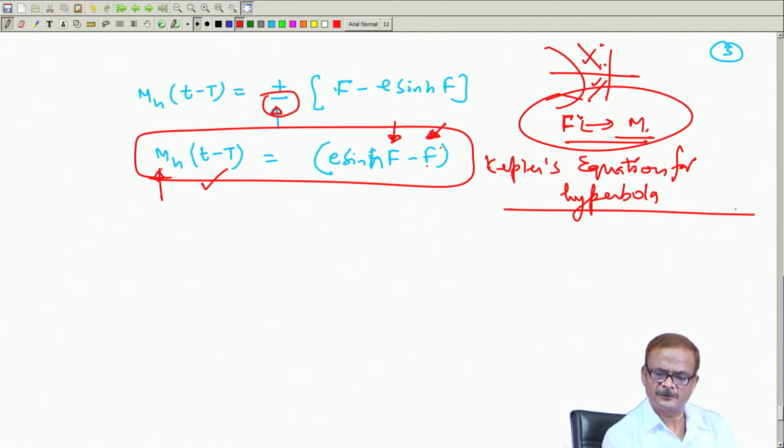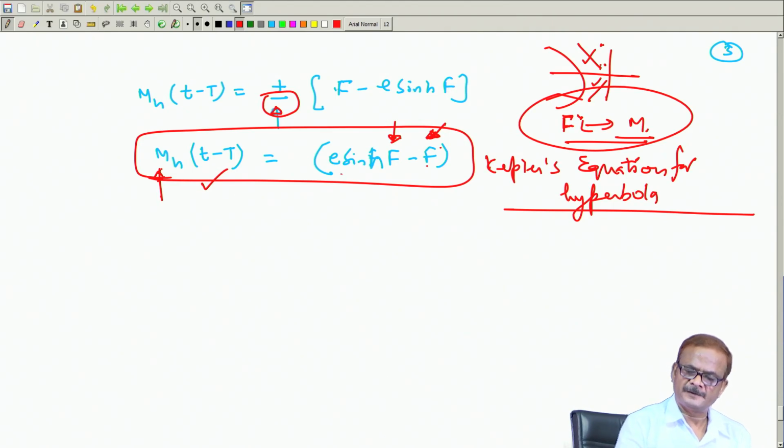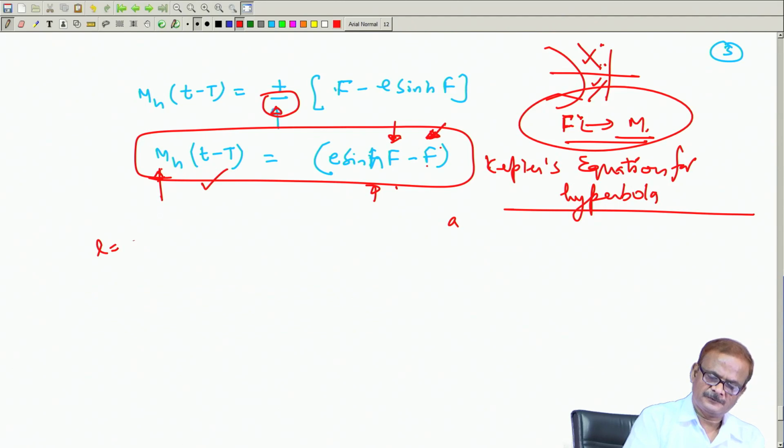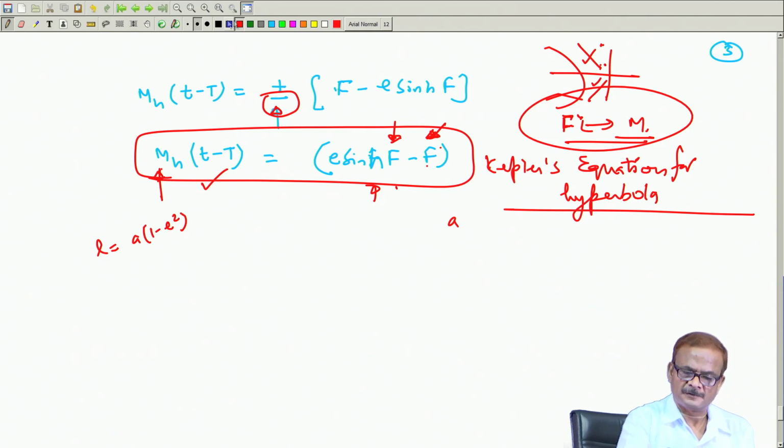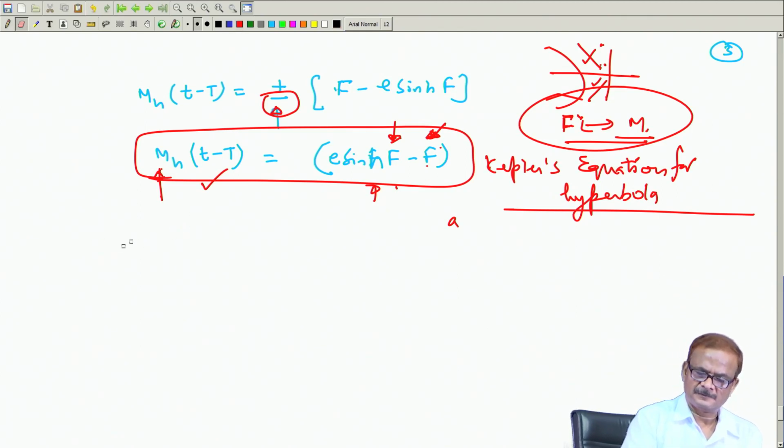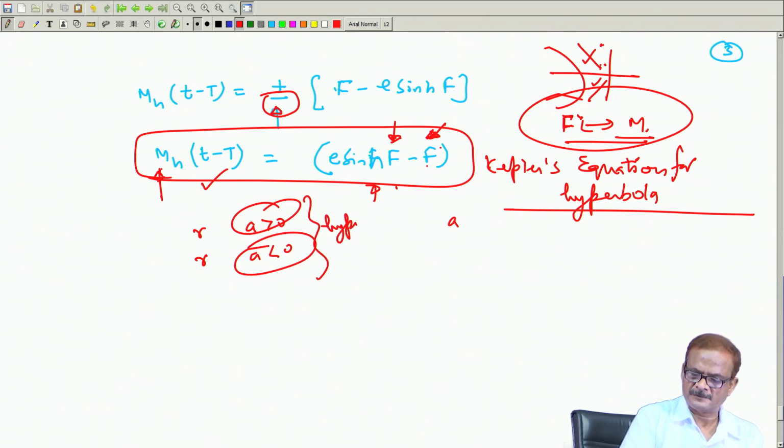So, this part you should remember also, while we have written using this format, and this result is independent of whether we are using the format for L equal to A times 1 minus e square, or the other way, either we are using the expression for the r where A is greater than 0 and the expression for r where A is less than 0, both for the case of hyperbola.